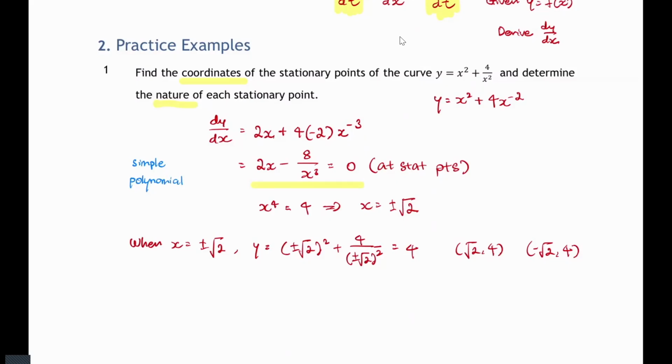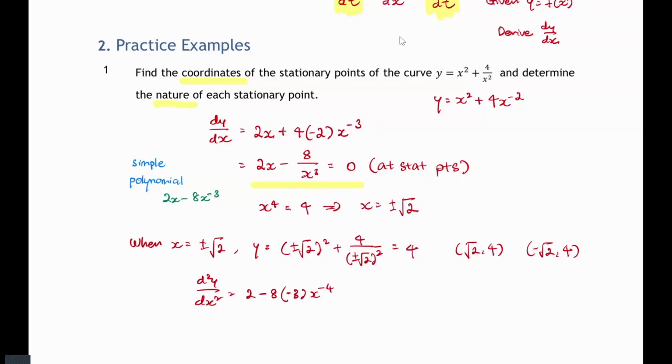So I want to find the nature. If I want to use the second derivative test, when I observe that this is a simple polynomial, I'll find d squared y over dx squared. Differentiate this one more time. So this is the gradient function, which I write in polynomial form: 2x minus 8x to the power of minus 3. It's easier to differentiate. Just apply the power rule for both. I'll get 2, then bring down the minus 3 times minus 8, and this will be x to the power of minus 4.